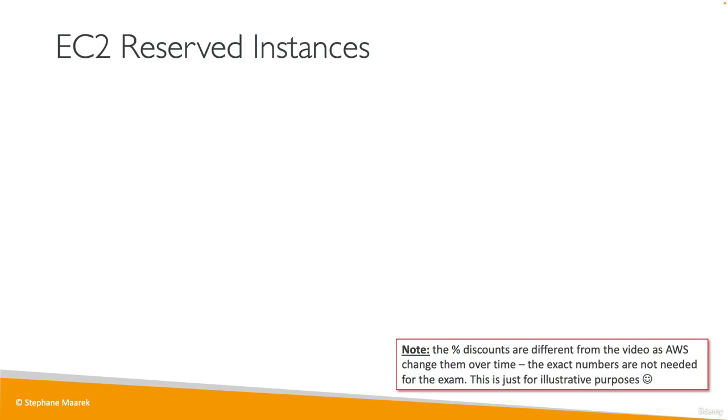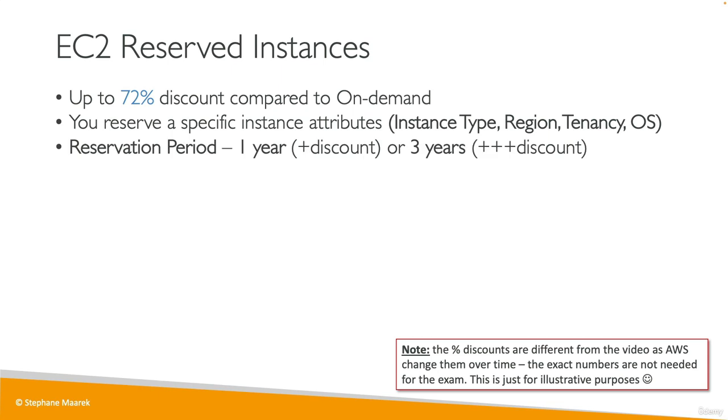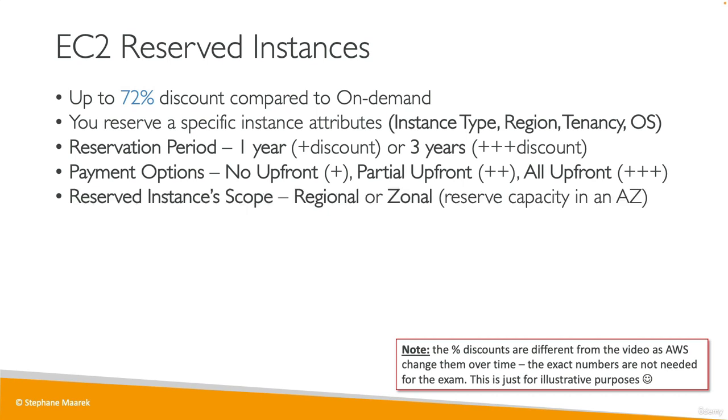Now for reserved instances, by the way, the numbers I show you can change over time, so I will not update this video every time, but it gives you an idea of what the numbers can be. So the reserved instances give you a 72% discount compared to on-demand, and you reserve a specific instance attribute. For example, the instance type, the region, the tenancy, and the OS. You specify a reservation period, 1 year or 3 years, to get even more discounts, and whether or not you want to pay upfront, partially upfront, or not upfront. And all upfront, of course, gives you the maximum amount of discounts.